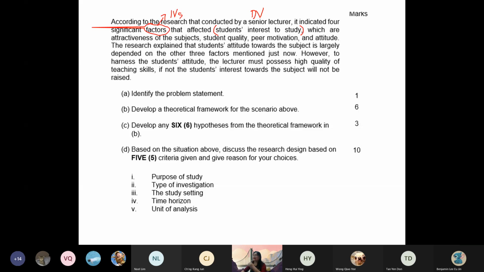Then the second one, student quality factors. Number 3 will be the peer motivation, and we predict that this attitude will be factor number 4, but we need to finish the sentences first. We identify whether it will be a DV or IV.